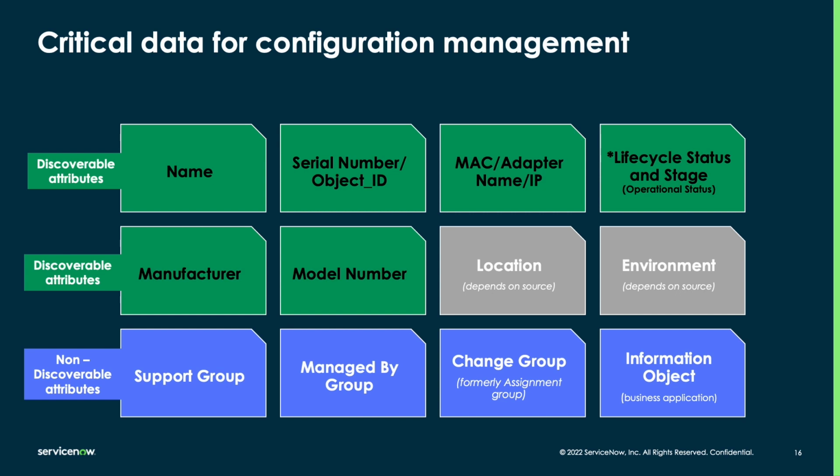And the final item here is all the things we call non-discoverable attributes. These are things that, for the most part, you cannot get directly from different tools. In fact, this is where you're really managing data within ServiceNow. These are things like support group, which is about who's going to actually support when there's an issue. Managed by group is foundationally about who's going to manage this CI as a record entity.